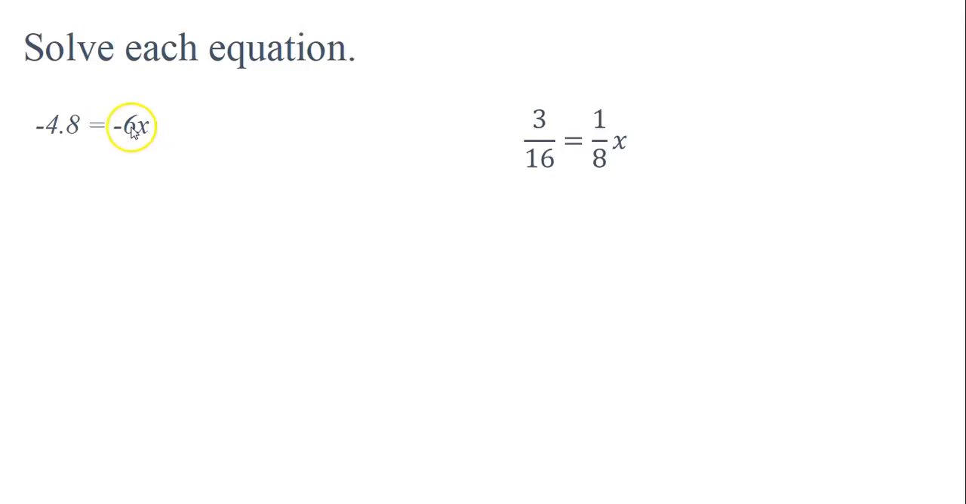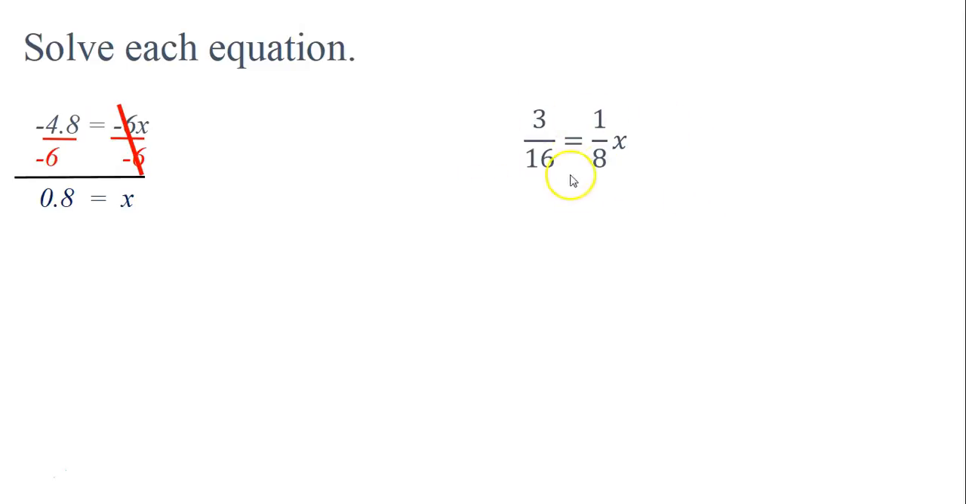You could divide by a positive 6, but then you're still left with negative x. So you'd have to divide by a negative 1 anyway. So we're just going to do it all at one time. We're going to divide both sides by a negative 6. These x's cancel out, so we get a 1 out of that. And when we divide or multiply with two negatives, that's going to be a positive. So our answer is going to end up being a positive 0.8 is equal to x.